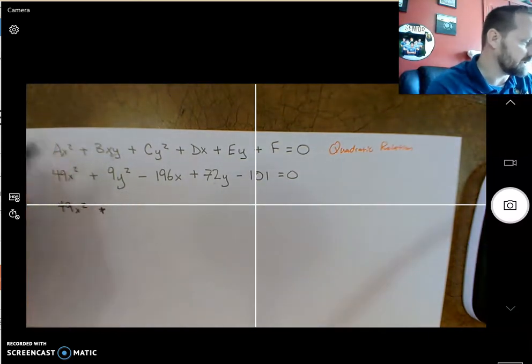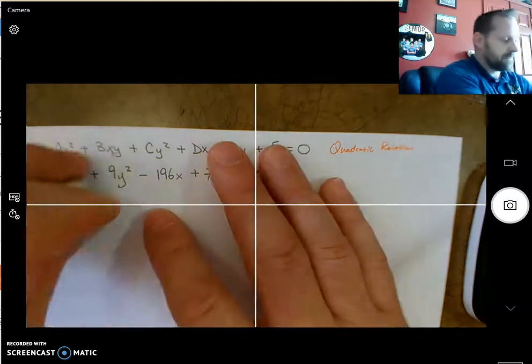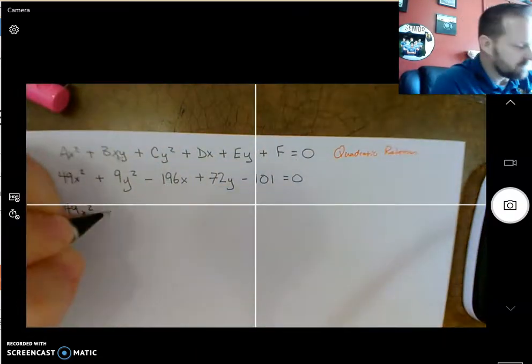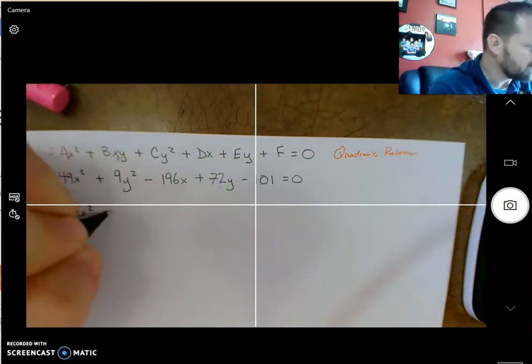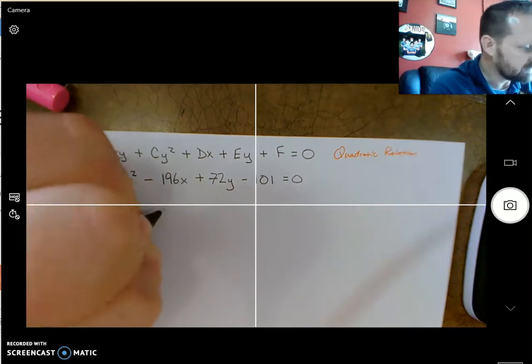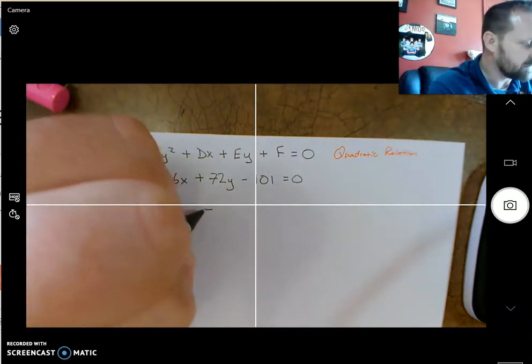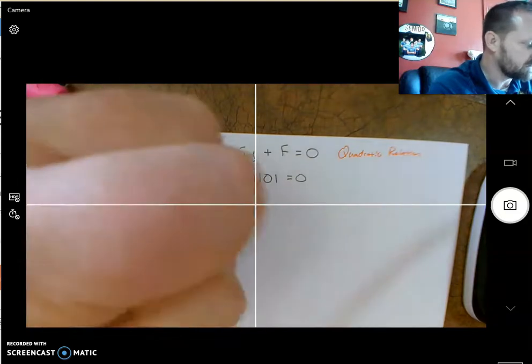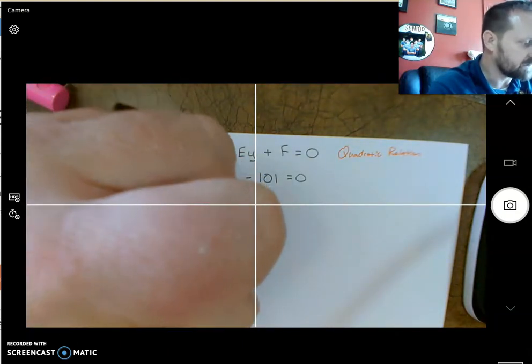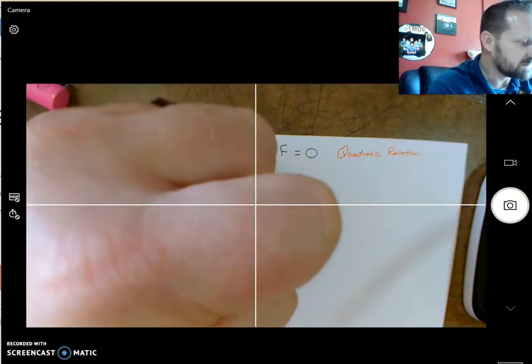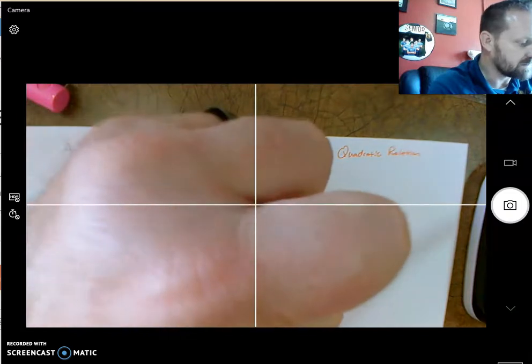Actually, it's going to be minus. Okay, let me get my eraser. Minus 196x. All right, and I'm going to go ahead and do this plus this, and then I'm going to do a big plus here. All right, and then 9y squared plus 72y plus this.